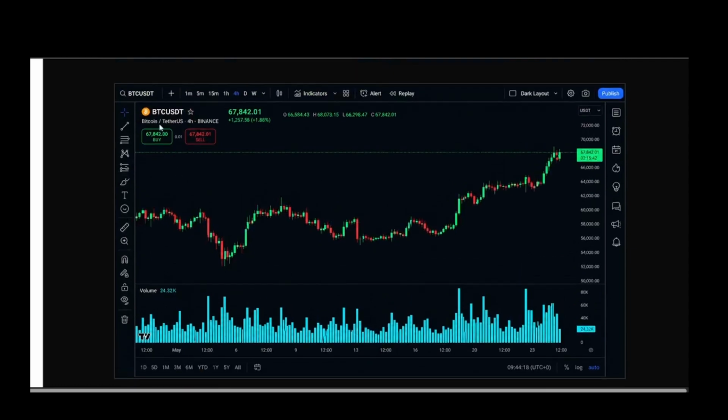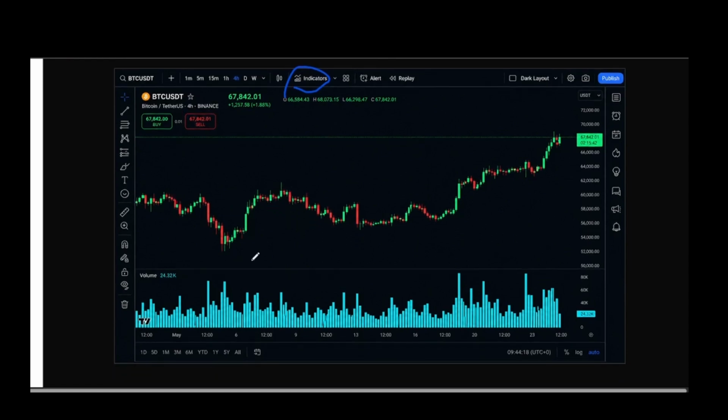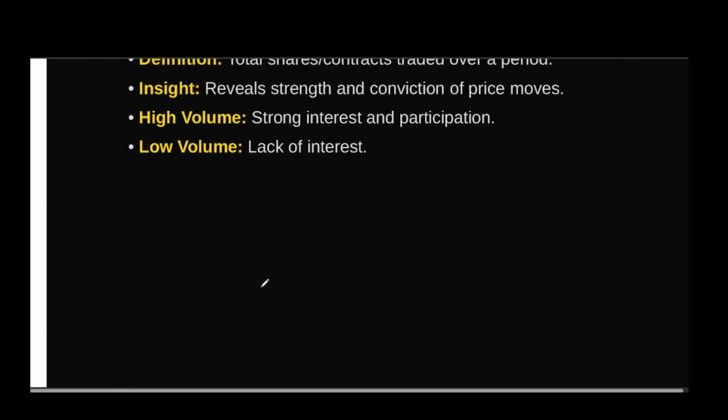Now, how to set up the volume indicator? This is a TradingView page. You just go to the indicator section, type volume, and it starts displaying volume. Now you see, this is what volume is.